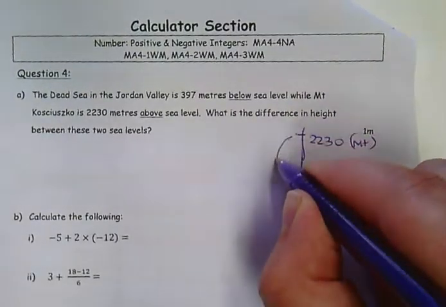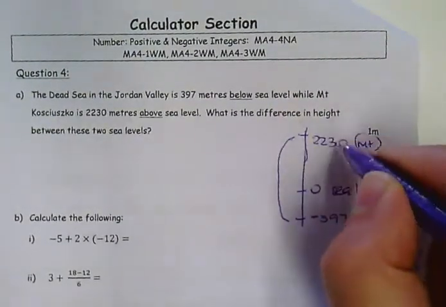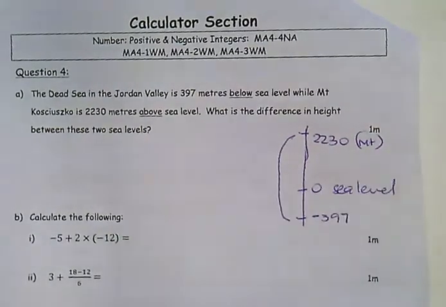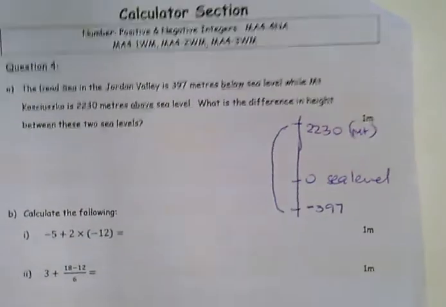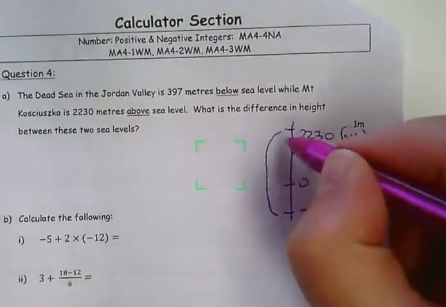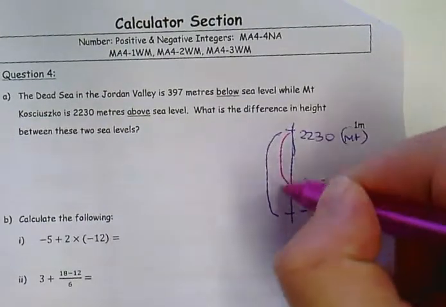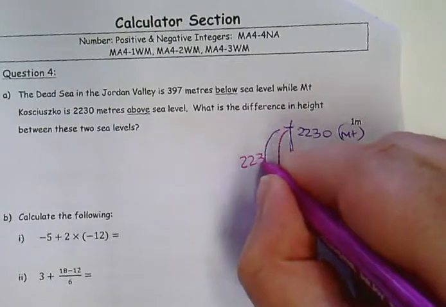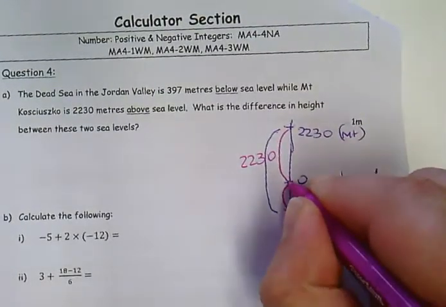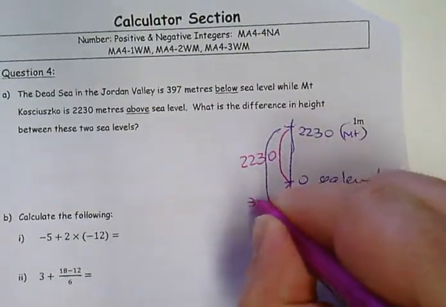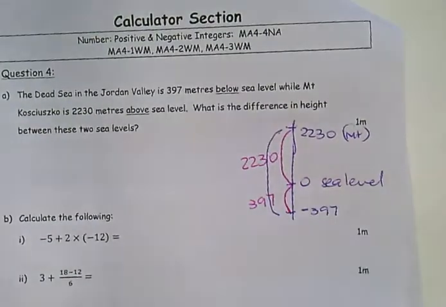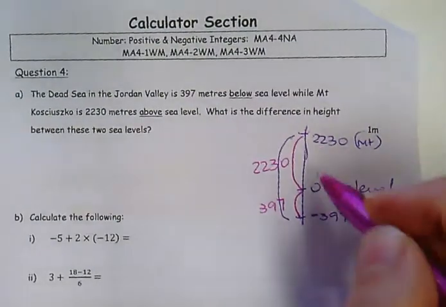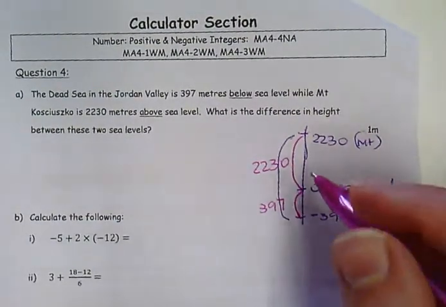So I need to work out what this distance is from 2,230 to negative 397, so to 397 meters below. The distance from 0 to 2,230 is 2,230 meters, and the distance between 0 and negative 397 meters is 397 meters.